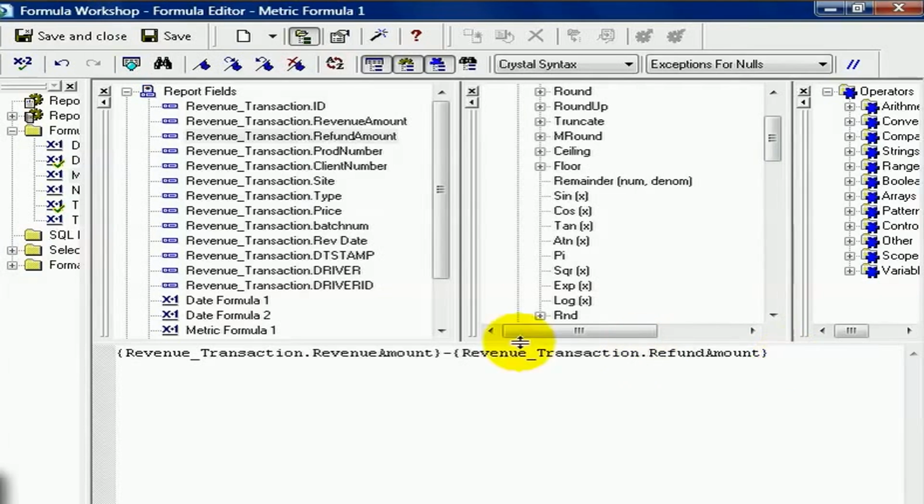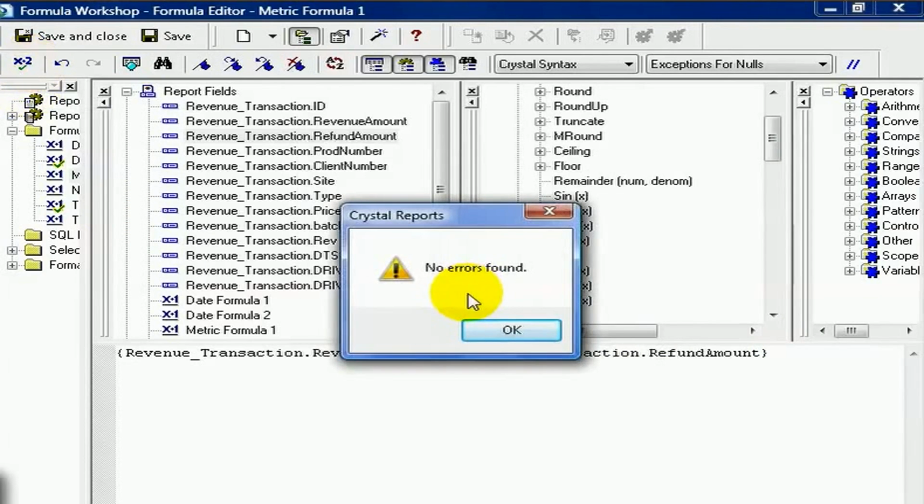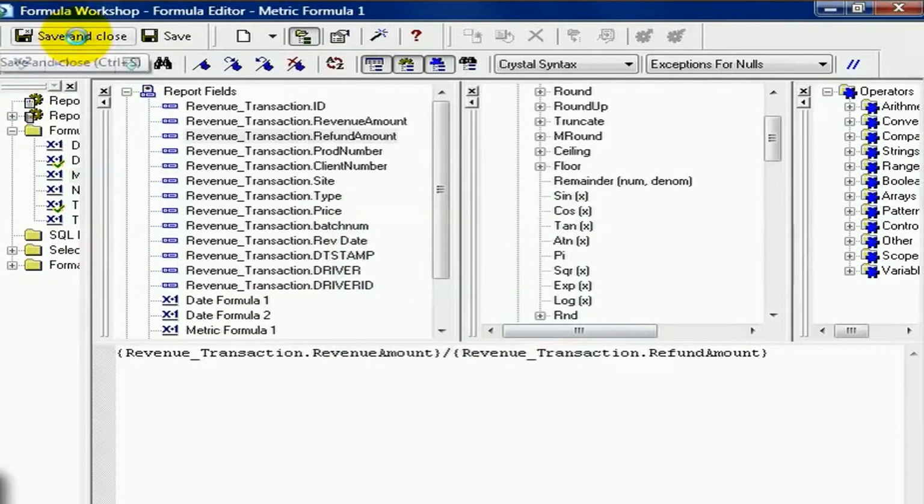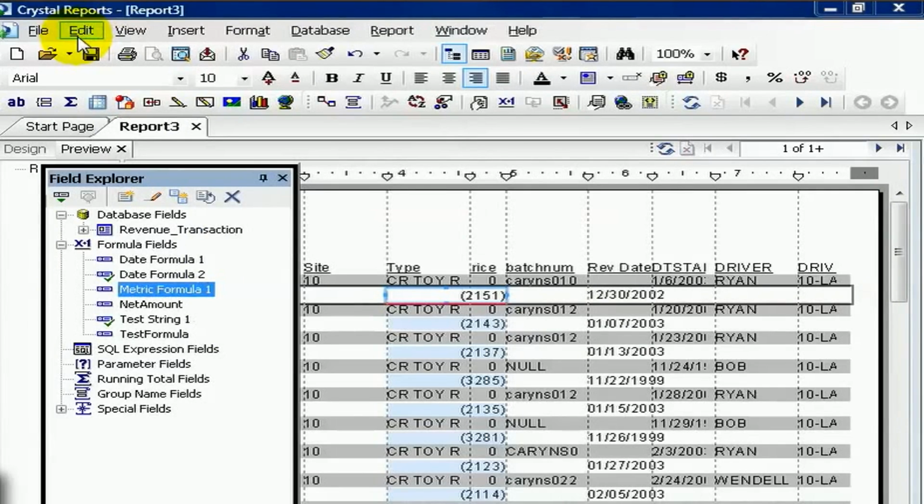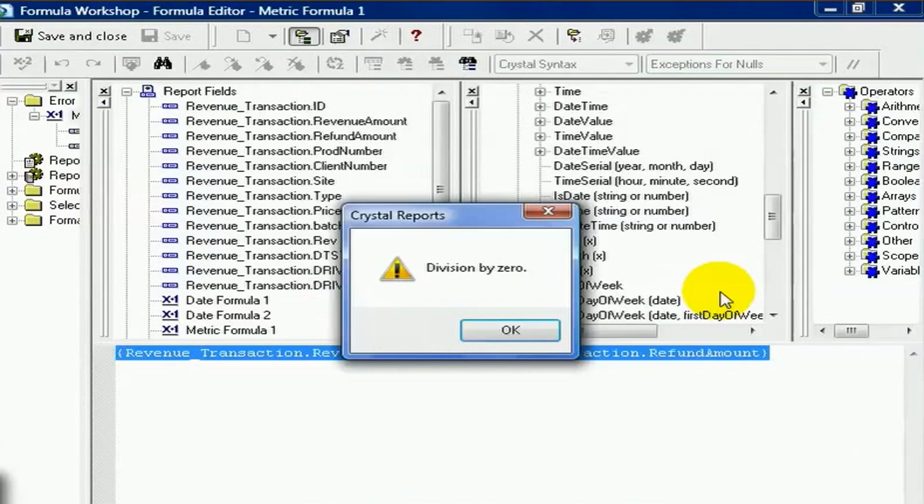For example, I'm going to change this to a division sign. I'm going to check it. Crystal will tell me that there are no errors found, meaning that my syntax is correct and in theory will produce a result. But when I save and close, and then I pull into my formula, I get this error. This is the vaunted division by zero. This halts everything. You could try and just close out of this and tell it that it's okay, but then your entire screen will be blank. It will pull no data back whatsoever because of this error.